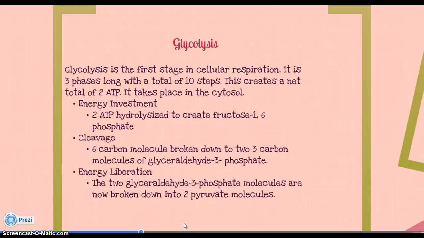Glycolysis is the first stage in cellular respiration. It is 3 phases long with a total of 10 steps. This creates a net total of 2 ATP and takes place in the cytosol.